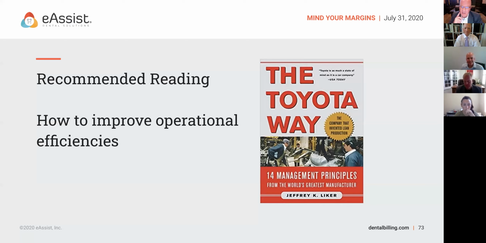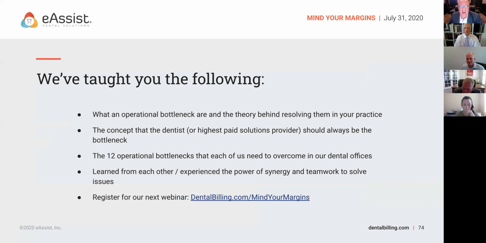I recommend you read another book called The Toyota Way if you're more interested and want to learn more about efficiencies and operations, Six Sigma, lean management, some of the concepts of bottleneck that we've discussed here. We hope that we've opened up your eyes to the idea of efficiencies and bottlenecks. And every time you go get a fast food something, you remember this webinar. And that you focus on your 12 operational bottlenecks around dental offices, and you figure them out so you can cross them all off and say, that's not a bottleneck, I am the bottleneck.